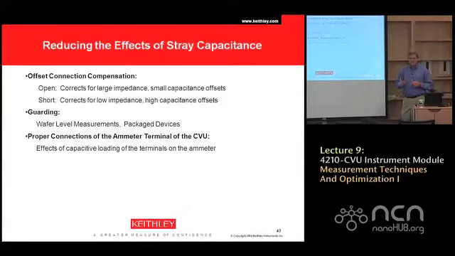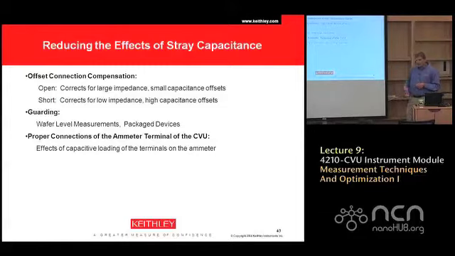For a multi-frequency auto-balance bridge AC impedance meter, we normally use two corrections, what we call an open correction and a short correction. Open correction corrects for large impedances, which are normally small capacitances, and short correction corrects for low impedances, which are big capacitances.